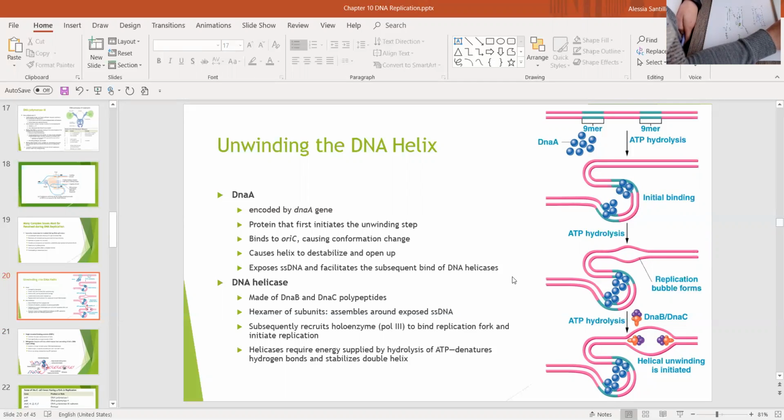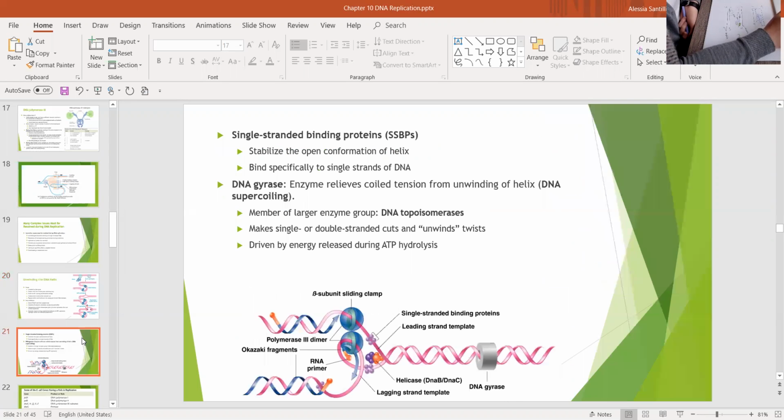It requires ATP. It causes the helix to destabilize and to open up, and it exposes the single-stranded DNAs to the environment. So now that we have the single-stranded DNAs, we actually have our template strand to potentially use, right? DNA helicases can also recruit the holoenzyme Pol III, which is the enzyme we just looked over in the prior section. And of course, they require energy for this to happen, because they're breaking down hydrogen bonds between the base pairs. They're completely separating it. In order for them to destabilize the DNA structure, it requires energy.